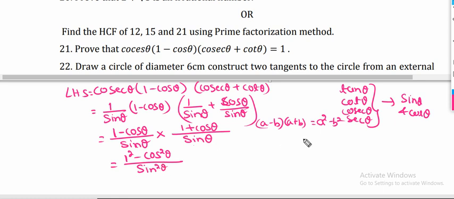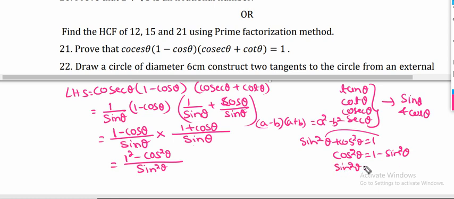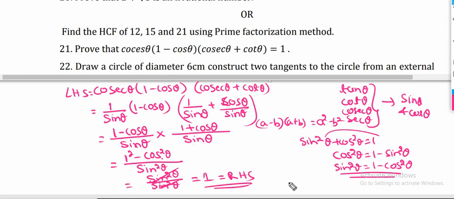Here you observe the identity, sin square theta plus cos square theta is equal to 1. So by transferring sin square theta to the right hand side, cos square theta is equal to 1 minus sin square theta, and also sin square theta is equal to 1 minus cos square theta. Both are possible. Here you consider 1 minus cos square theta is equal to sin square theta. You substitute here sin square theta divided by sin square theta. Both get cancelled, that is equal to 1, that is equal to RHS. So this is the proof.